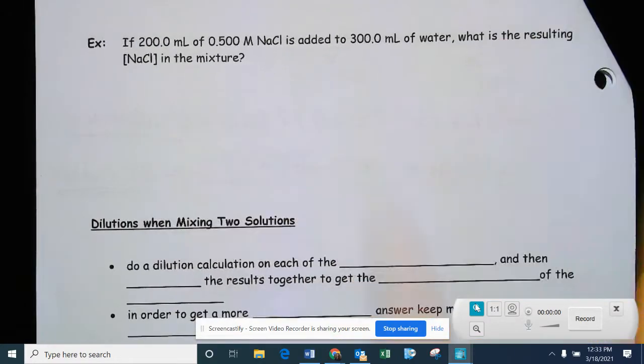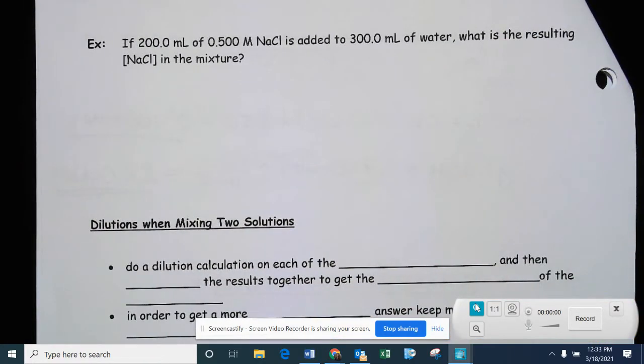All right, let's do an example. If I've got 200 milliliters of a 0.5 molar sodium chloride solution, and I add it to 300 milliliters of water, what is the resulting concentration of sodium chloride in the mixture?